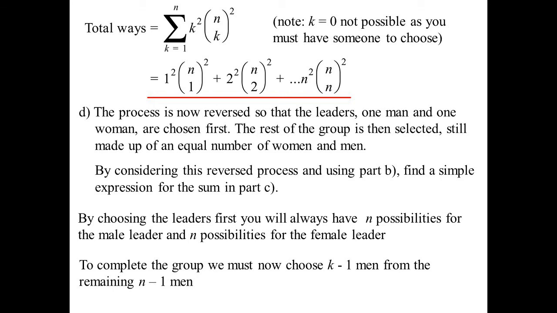Then, to complete the group, well, remember we're choosing groups of k. I'm talking about the general possibility here. So I want to choose k men all up. I've already picked one because I've picked the leader. So I now have to choose k minus 1 men, but there now are only n minus 1 to choose from because we picked the leader. So k minus 1 from n minus 1. So in other words, n minus 1 C k minus 1 ways. Now the same thing would happen to the women because the numbers are identical.